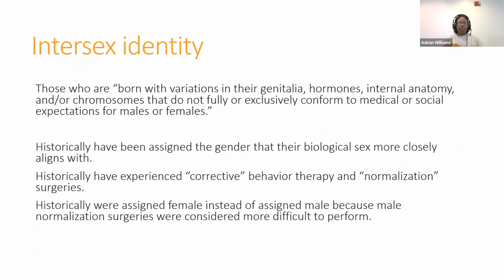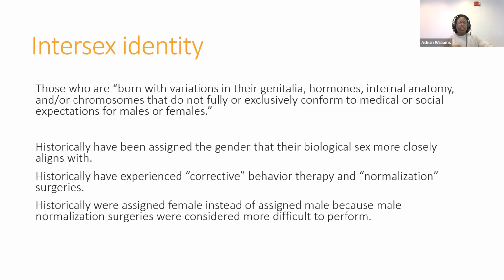Male and female are the two legal genders that exist in most of the United States and in most countries in Europe. This reflects the two most common variations in biological sex, but it does not account for any other variations. Intersex people are those who are born with variations in their genitalia, hormones, internal anatomy, and/or chromosomes that do not fully or exclusively conform to medical or social expectations for males or females.